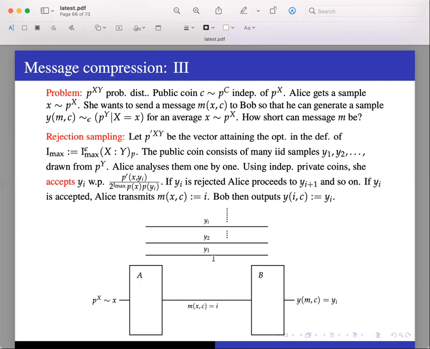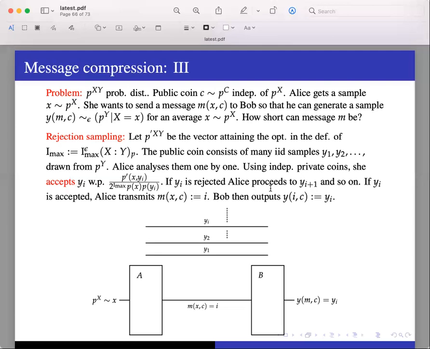So let's look at the picture. So this is the public coin, Y1, Y2, Yi, Yi plus one, goes on and on. So these are IID samples drawn from the marginal PY. Alice will analyze them one by one. She'll first start with Y1, analyze it. Then if required, go to Y2, analyze it. If required, go to Y3, and so on. So what does she do?